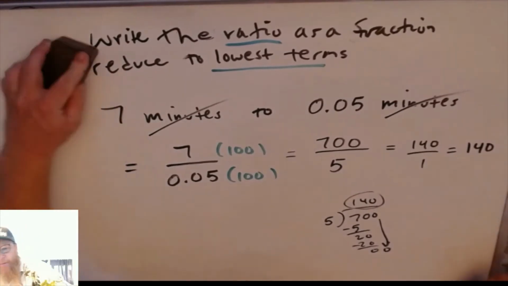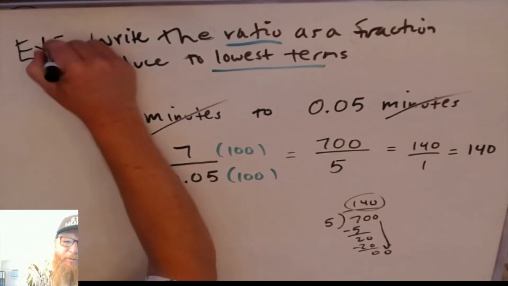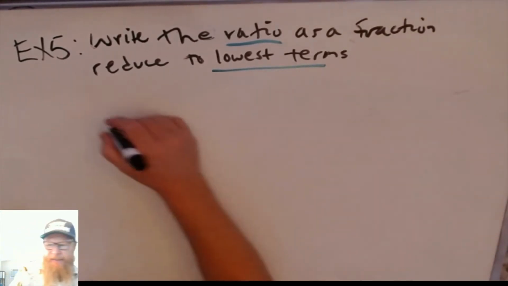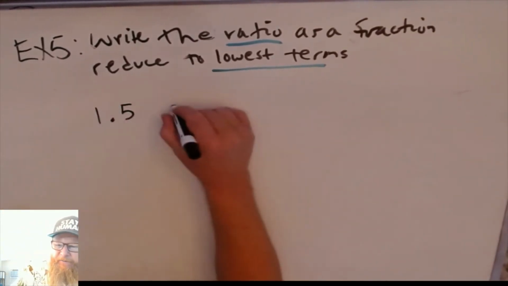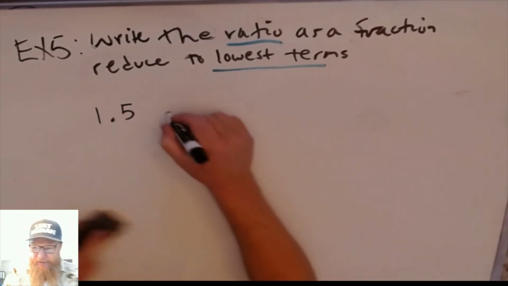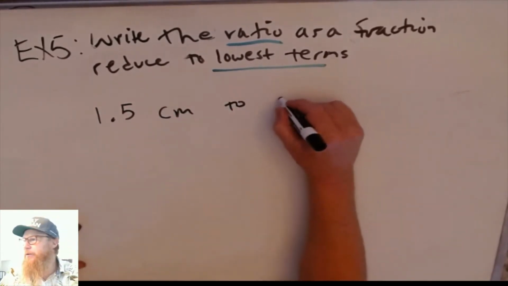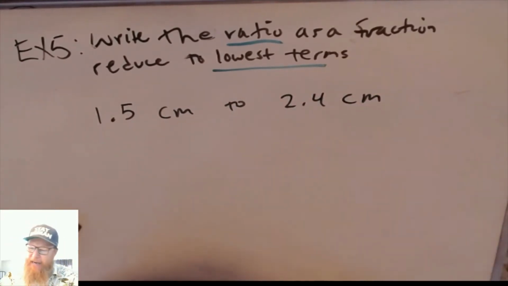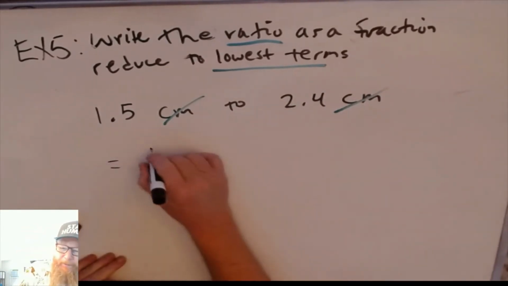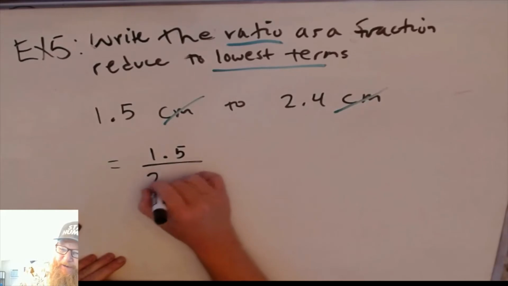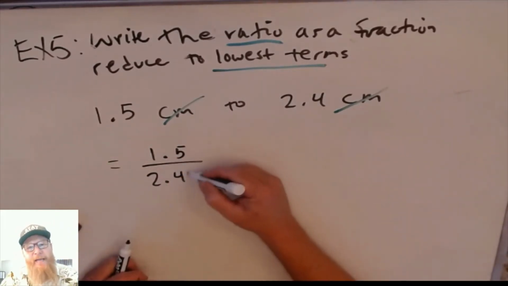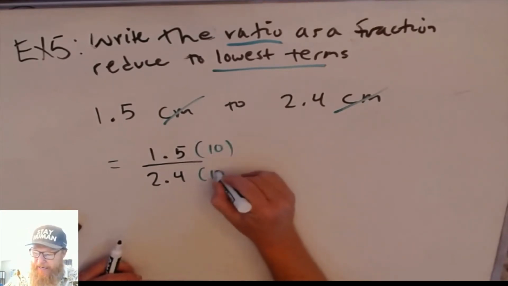Maybe I'll do a couple more. I know I keep changing my mind, but I just realized I want to show you an example with tens. So 1.5 centimeters to 2.4 centimeters. Again, they have the same units, so we don't need the units. You know they're going to cancel. 1.5 to 2.4. This time there's only 1 decimal place, so we're going to multiply by 10.